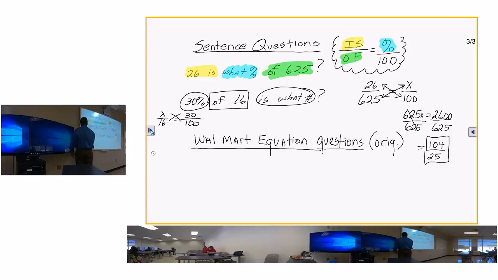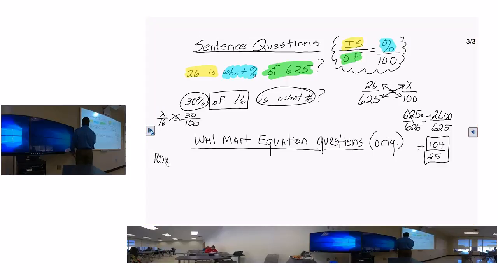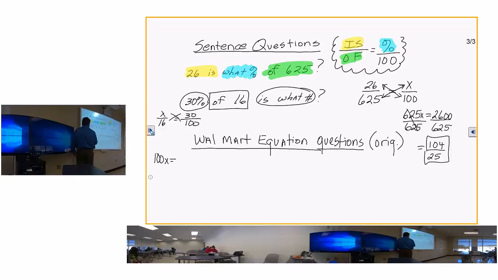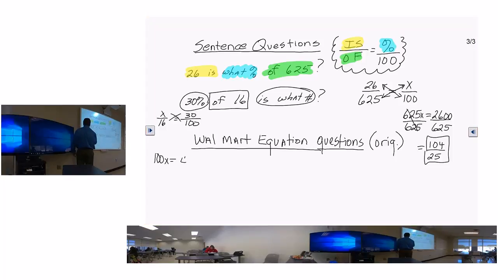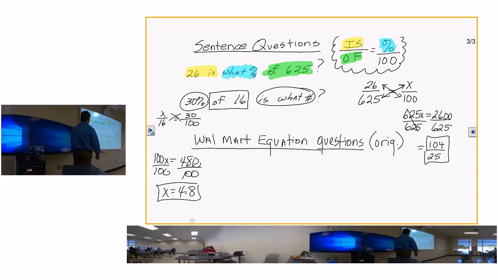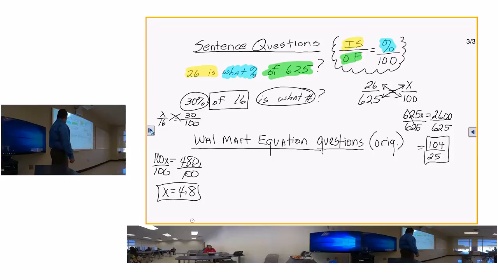Okay, 100x is equal to, what's 3 times 16? 48. And add a 0, 480. Divide by 100. What do you do when you divide by 100? X is equal to 4.8. So 30% of 16 is what? 4.8.